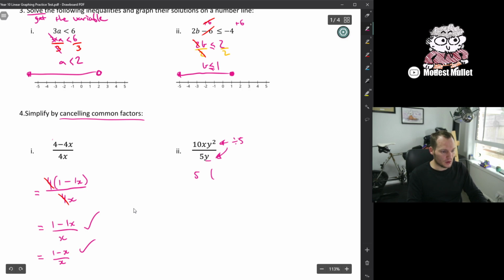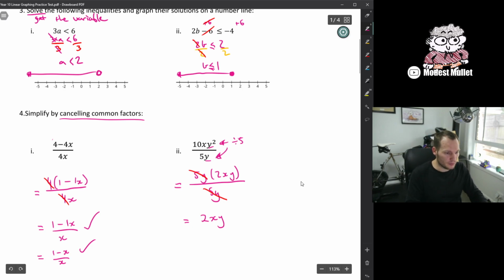Now, we also have a y in the bottom and we also have a y on the top, so I could take a y out as well. So what am I left with? 10 divided by 5 is 2. The x isn't divided by anything, so that's there. If we divide y squared by y, that leaves us with a y. And put that all over what our original bottom was. Now, we can cancel that 5y with that 5y. And we just write what's left behind. So we get 2xy. That's our answer.